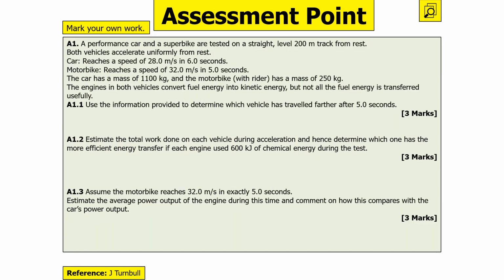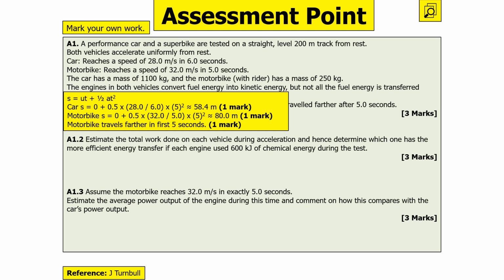Right, in this question we can say s = ut + 1/2 at². So for the car it's going to be 0 + 0.5 × (28/6) × 5², which is 58.4 meters. For the motorbike it's 0 + 1/2 × (32/5) × 5², which is 80 meters. So the motorbike will travel further in 5 seconds.